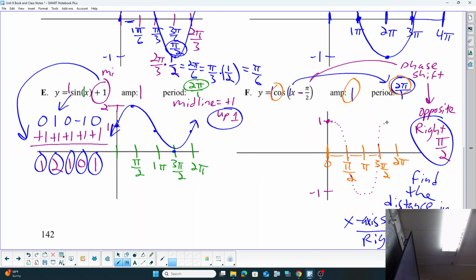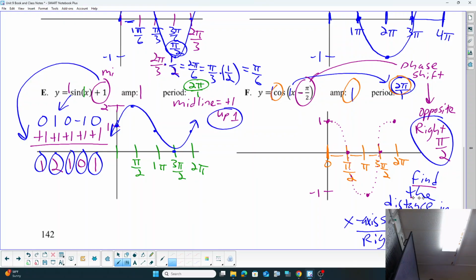And the reason why I'm doing dots is because this is not the answer. So that's not the answer, it's the parent function. Now we got to shift it. So this means we have to shift it right pi over 2.